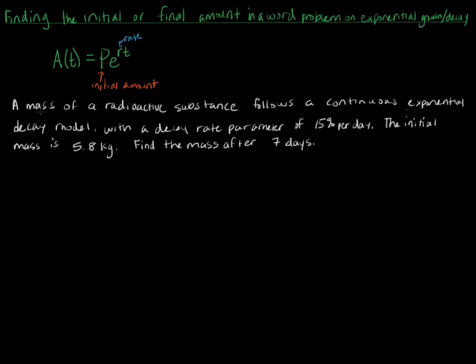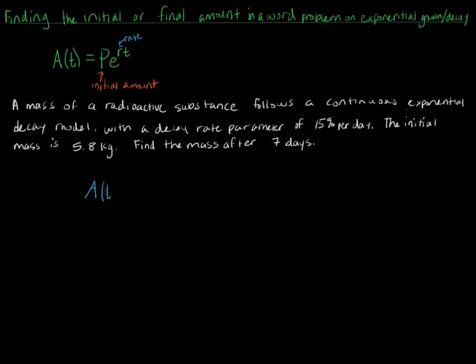So this one says a mass of a radioactive substance follows a continuous exponential decay model with a decay rate parameter of 15% per day. The initial mass is 5.8 kilograms. Find the mass after 7 days. So basically what we're going to do is just plug this into our function.